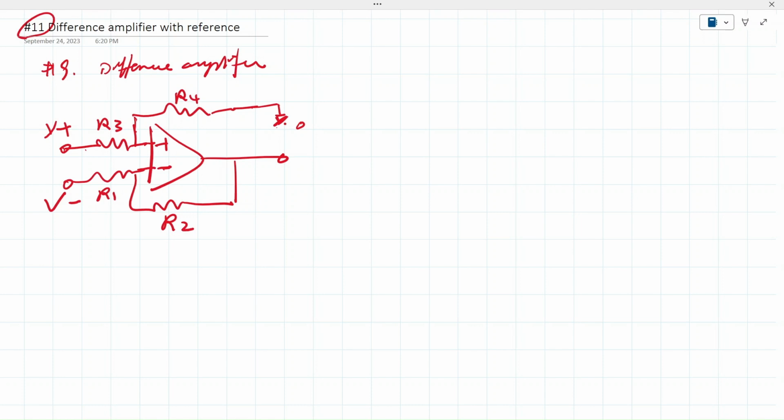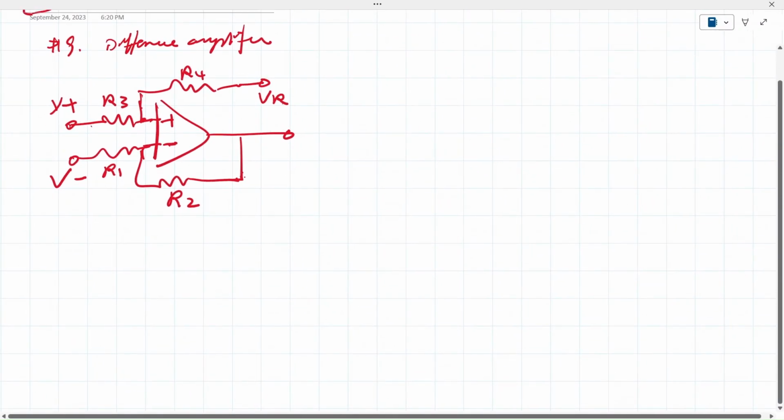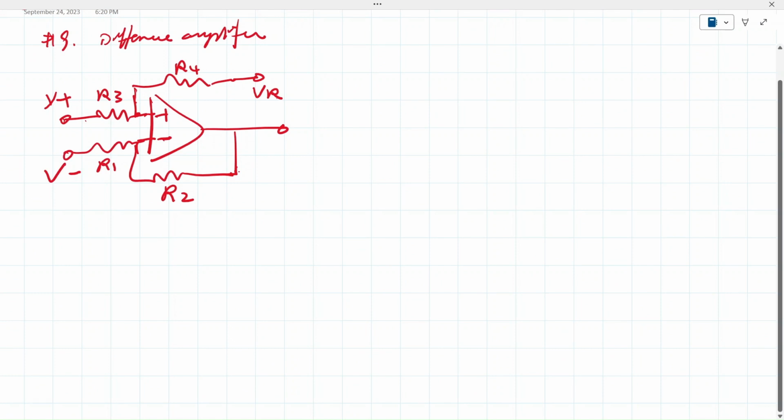Okay, and in actually the most common case, this will not be the ground. It will go to a virtual ground or reference voltage. We call that VR. Similarly, we can derive the difference amplifier equation for the VR. I think we can just repeat a little bit in here.